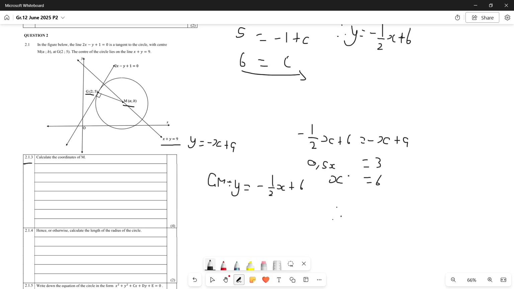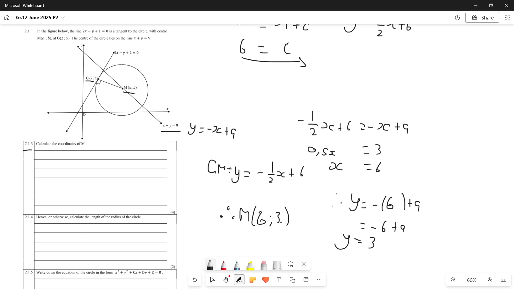Then we plug the 6 into either one of these graphs to get the y value. If we plug it into y = -(6) + 9 = -6 + 9, we have y = 3, which means M in coordinate form is (6; 3). Cool, and that is our final answer.